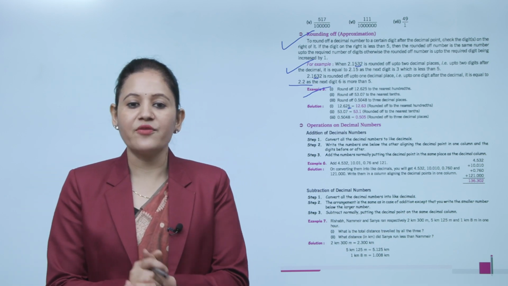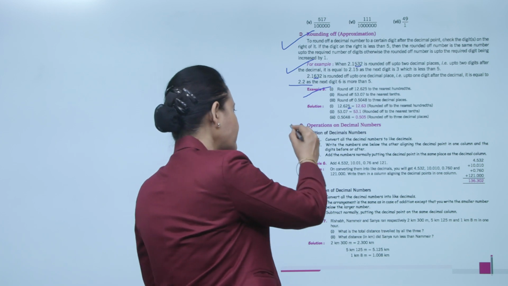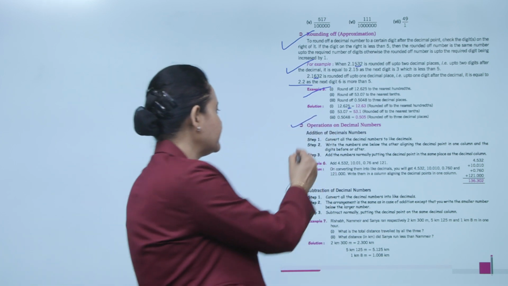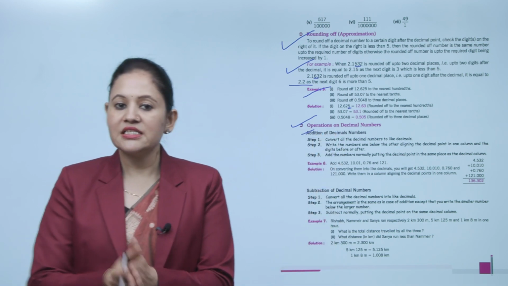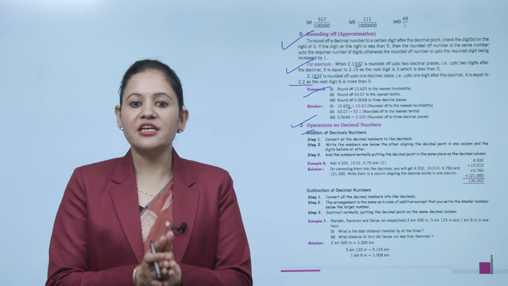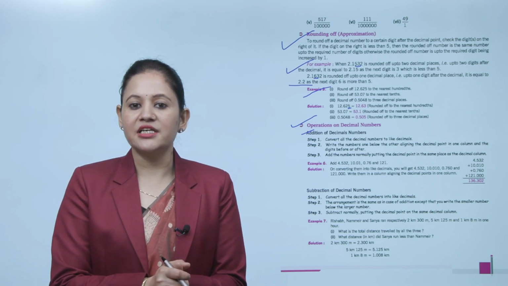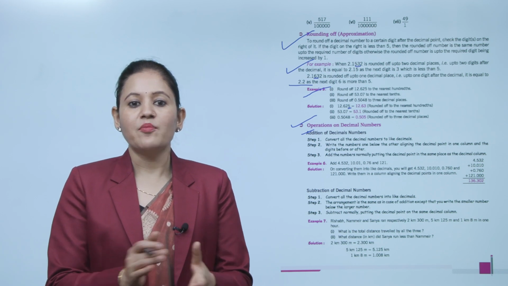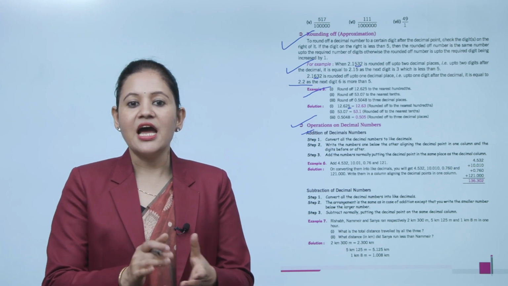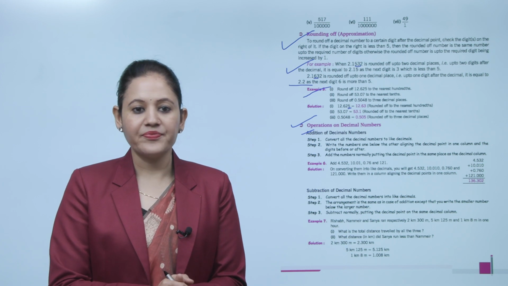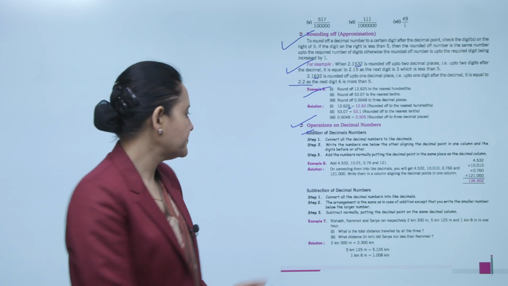Next is operations on decimal numbers. First one is addition of decimal numbers. Step 1. Convert all the decimal numbers to like decimals. Write the numbers one below the other with the decimal points in one column and the digits before and after. Add the numbers normally, putting the decimal point in the same place as the decimal column. We'll take an example.